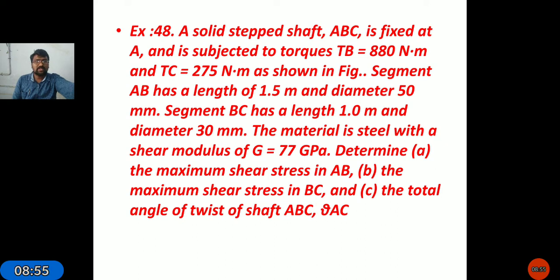Next, we need to note down the given data. Then we need to calculate the maximum shear stress developed in AB, the maximum shear stress developed in BC, and the total angle of twist of shaft ABC, that is AC.